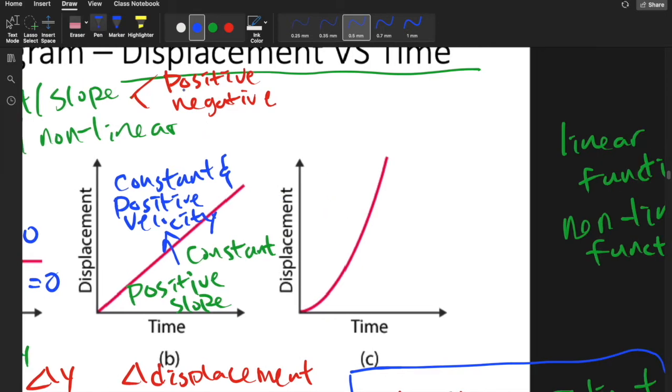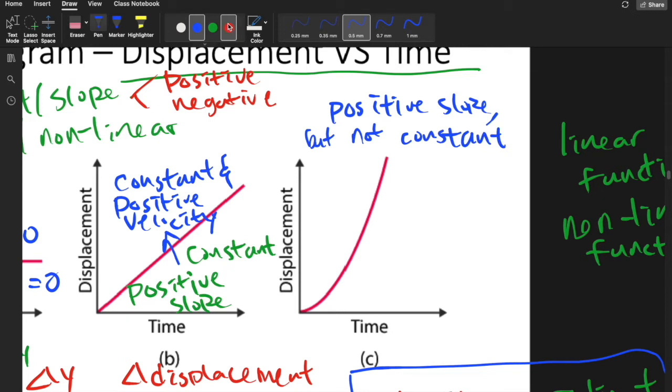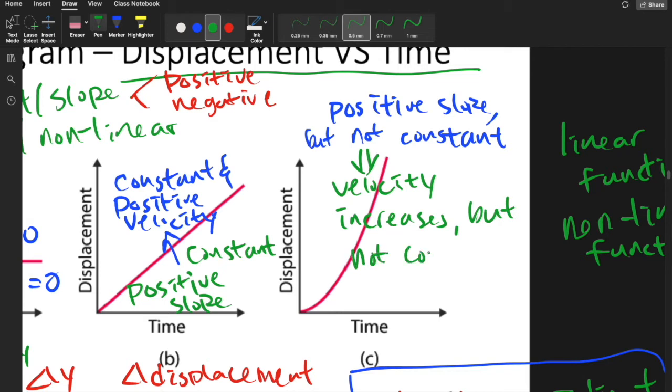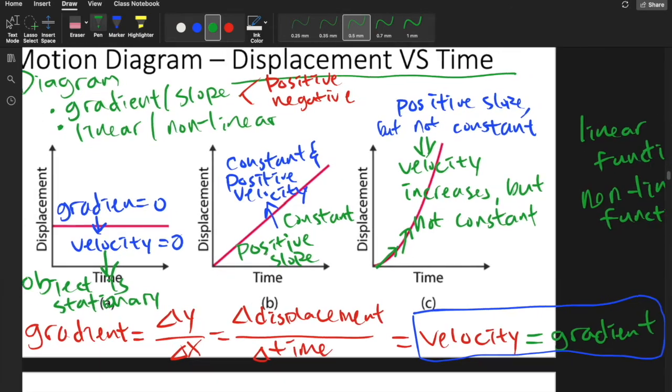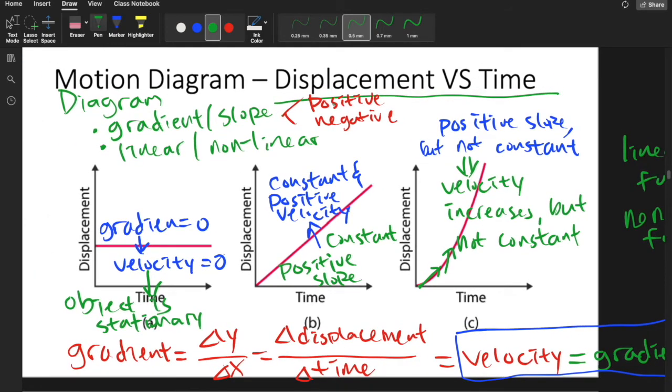And for this picture, it also has a positive slope, but not constant, which tells us that the velocity increases, but not constantly. It's not constant because the slope changes. So this is what we can know from the motion diagram of displacement versus time.